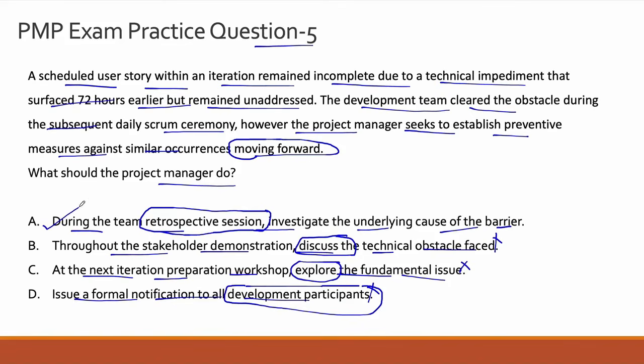So the correct answer to this question is option A: during the team retrospective session, investigate the underlying causes of the barrier. As I was mentioning at the beginning of this exercise, the agile ceremony that talks about building systemic fixes for problems that have been faced and fixed, and documenting them in lessons learned so that this project team or any other project team learns from that and reapplies those fixes or risk responses if the issues occur in the future, is the retrospective ceremony. So with that line of reasoning as well, option A stands out from options B, C and D, and the correct answer to this question is option A.